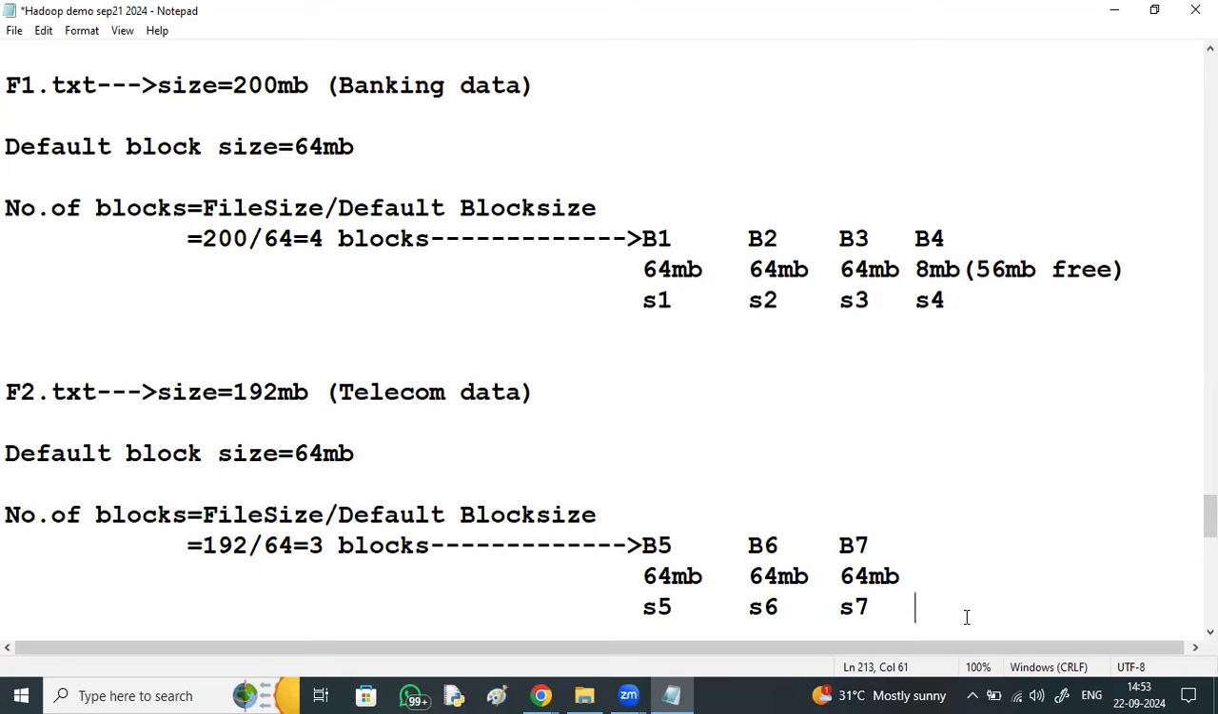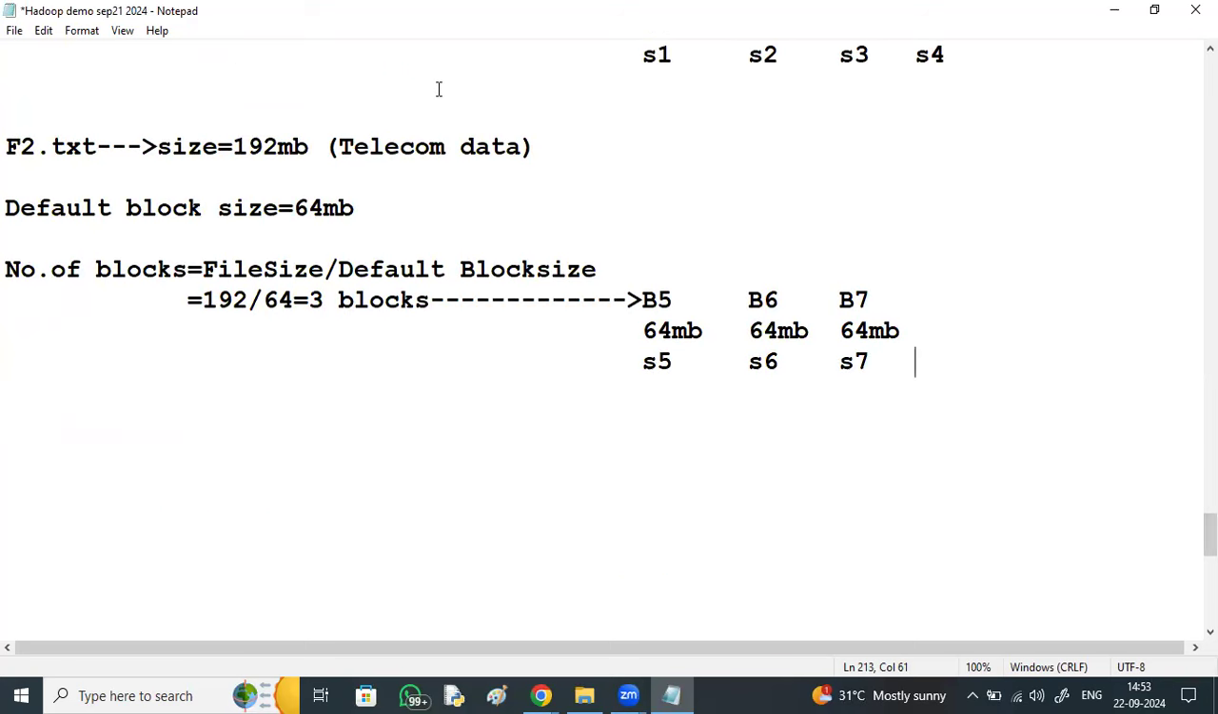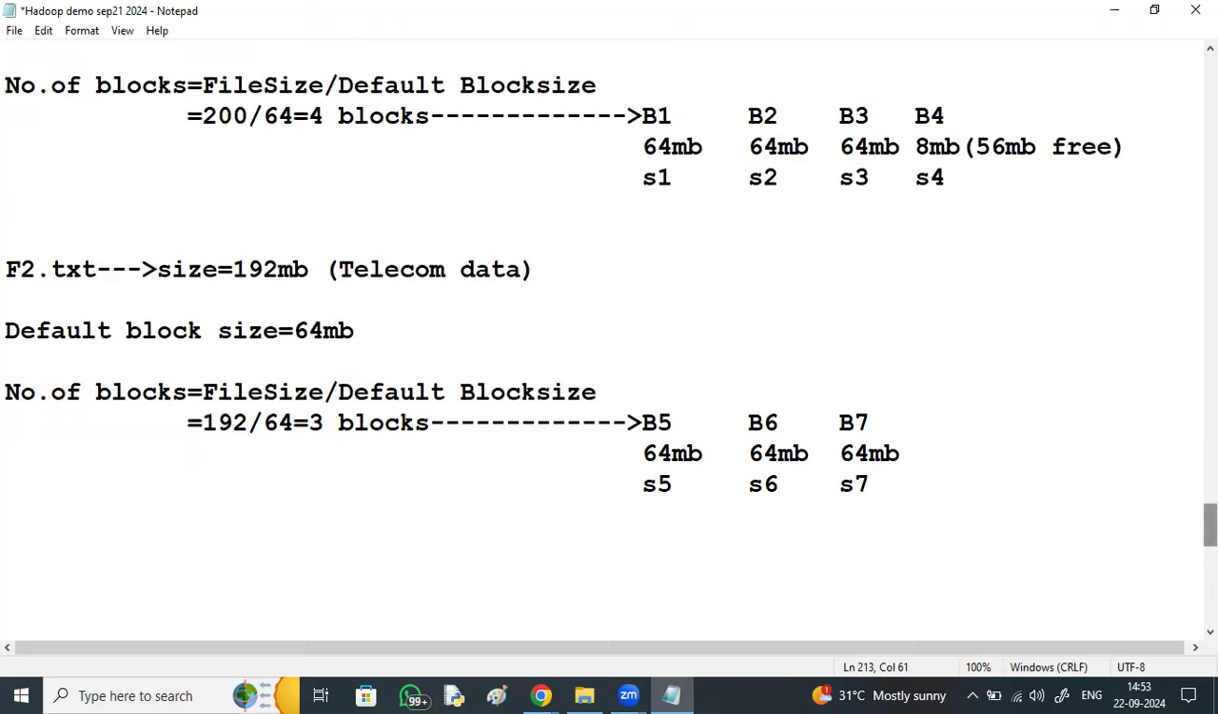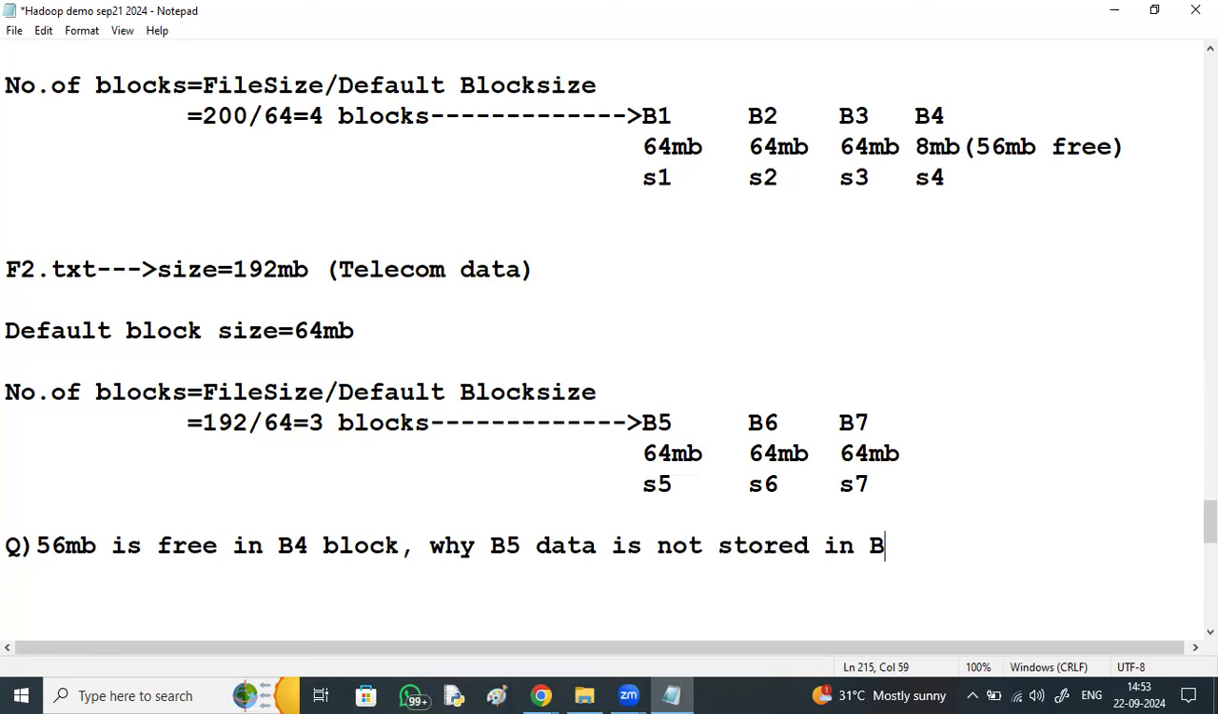Here you might have a question. 56 MB is free in the B4 block. Why is B5 data not stored in B4?